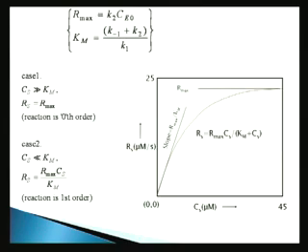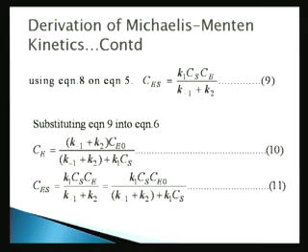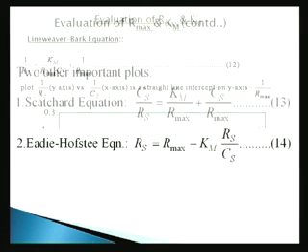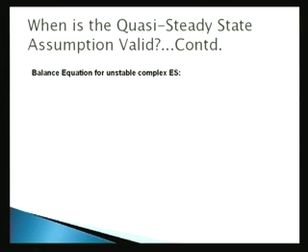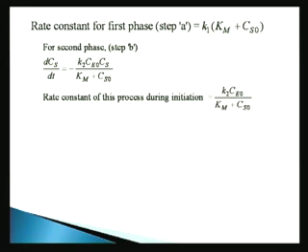Write the balance equation for the second reaction, formation of P, right? Now you know CS. Put the value of CS. Is it clear? K2 into CS, and all you have to do is put the value of CS over here. So the rate constant for that turns out to be something like this, and for the second phase, K2 into this part.